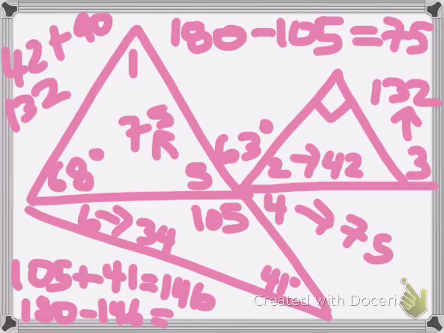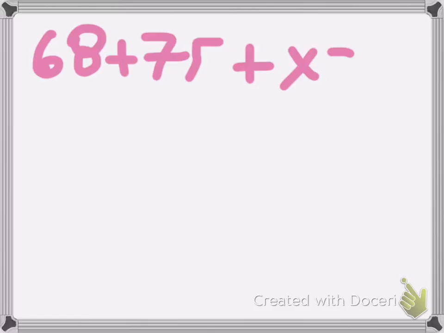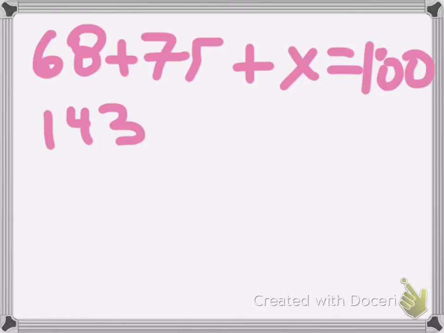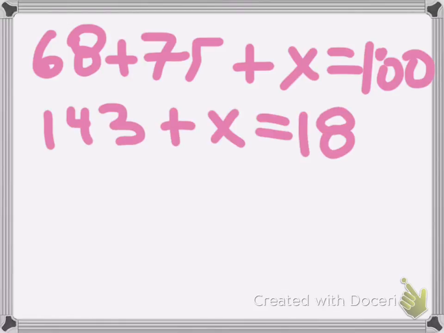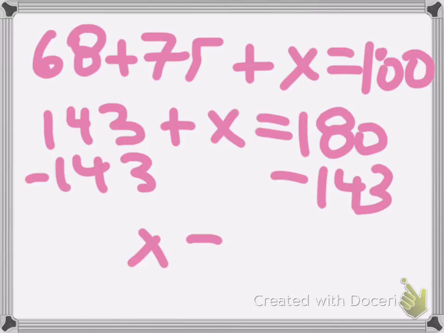And then the last angle we have is angle 1. Angle 1, we have 2 out of the 3 angles for that triangle. So we can do 68 plus 75 plus x equals 180. And we get 143 plus x equals 180. So I get x equals 37. And that's going to be angle 1.